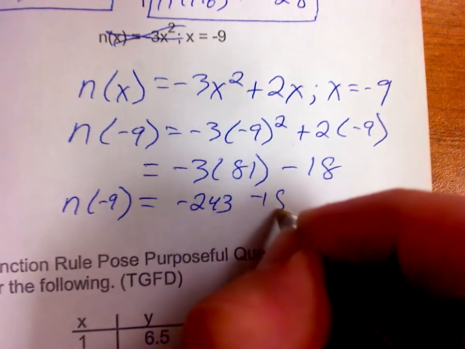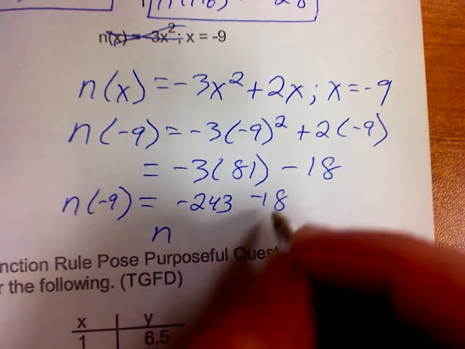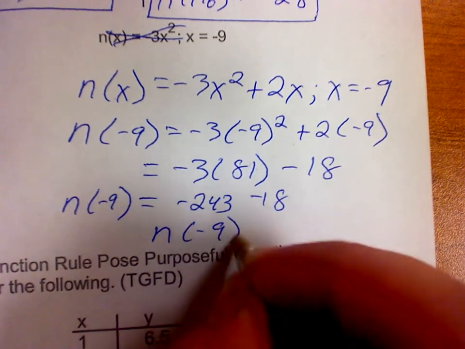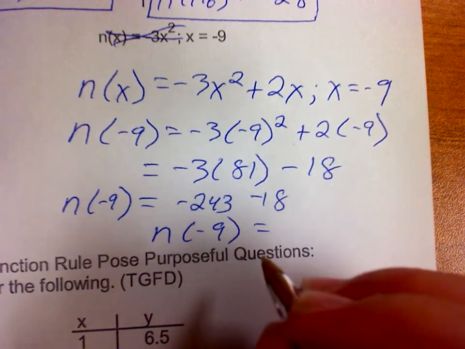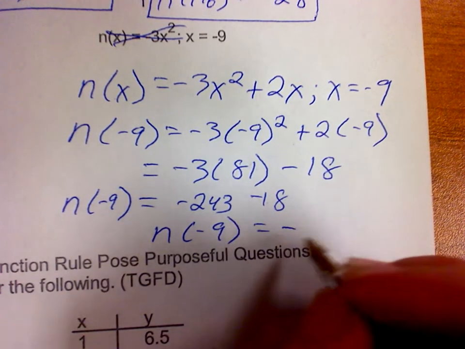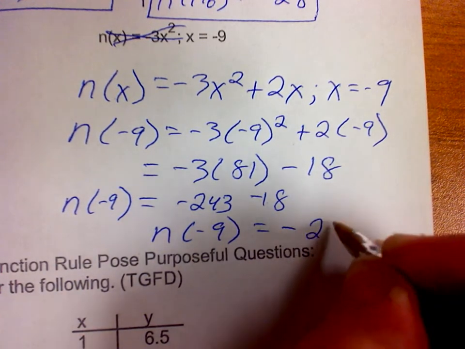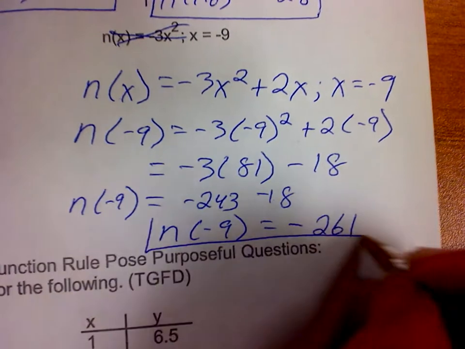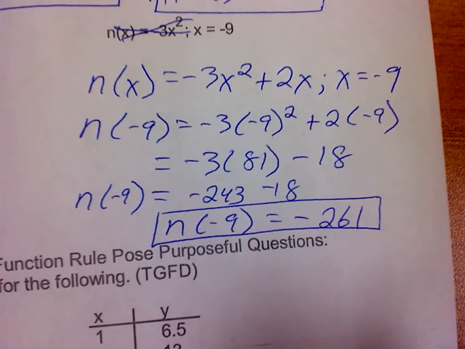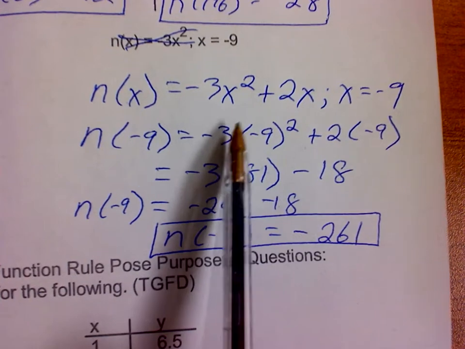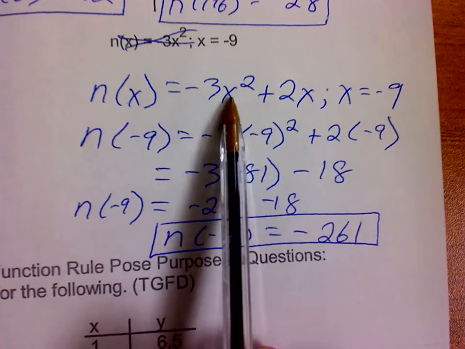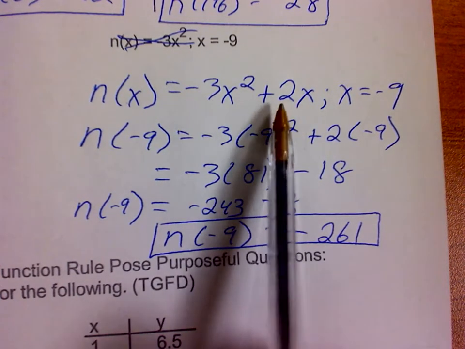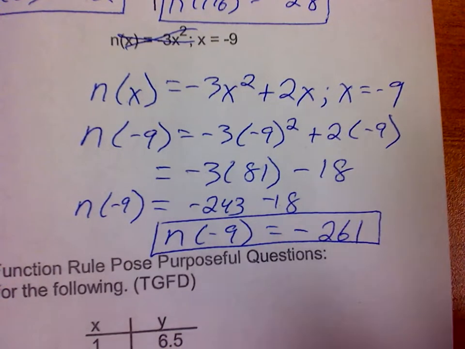Here, for instance, I would need to take that and subtract 18 from it, and that keeps it a negative. We're just going to combine these numbers to give us a negative 261. Once again, I stretched that example a little bit because I want you to understand that even if we had 5 places with x's, we would just plug in negative 9 everywhere that we see an x.